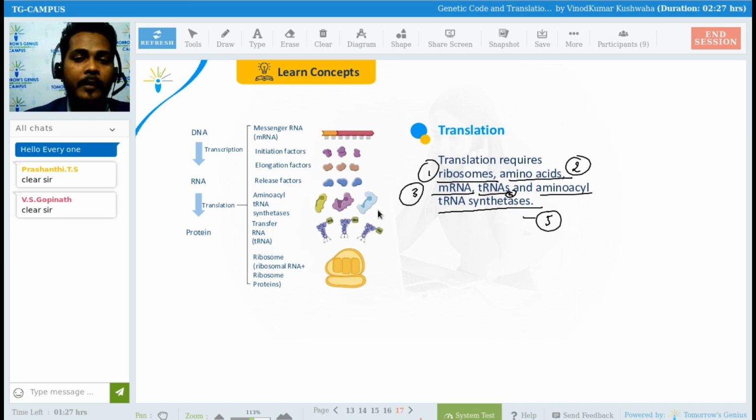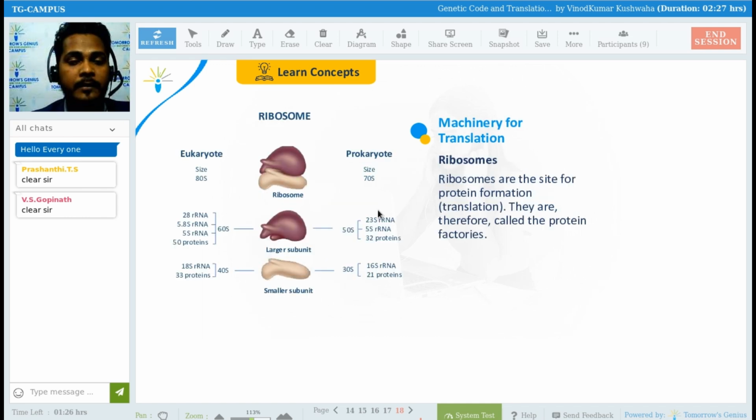Clear? Now mRNA is a messenger RNA. We require ribosomes. Initiation factors, elongation factors, and release factors are also required, these 3 important factors. Then there is aminoacyl tRNA synthetase. Then we require tRNA, transfer RNA, and ribosomal RNA. So let's focus one by one. The very first, we require ribosomes.